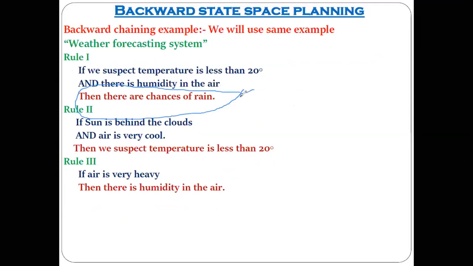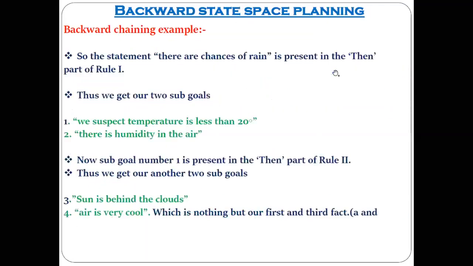Now from this we will get the two facts. In the forward state space search, we go from this fact to this conclusion. In the backward state space search, from this conclusion we will go to these facts. Simple one. So using this, we will get two facts, which you can also call two sub goals. Which two facts have we got? We suspect temperature is less than 20, and the second fact is there is humidity in the air. Understood?